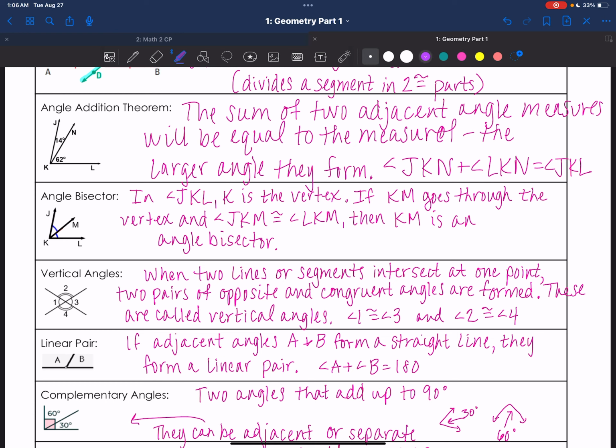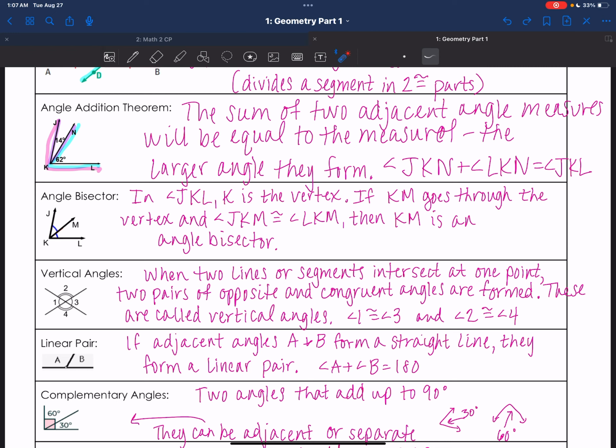So in this case, JKN, which is right here, and LKN is equal to the whole thing of JKL. So that's it. It's just the two smaller angles together make the big angle. And if you notice right here, they share this side. That's the part where it is adjacent.